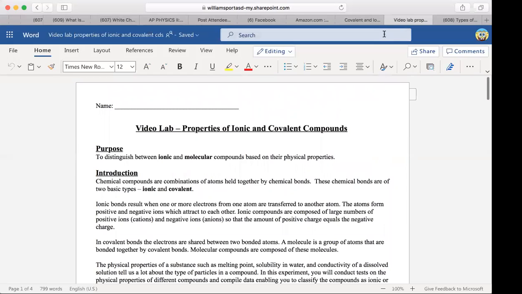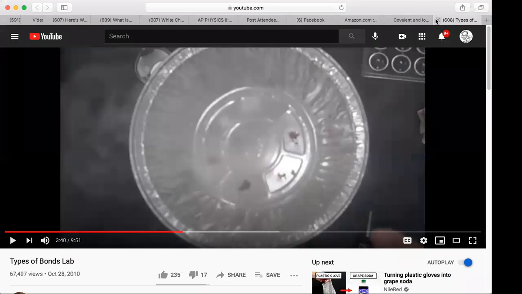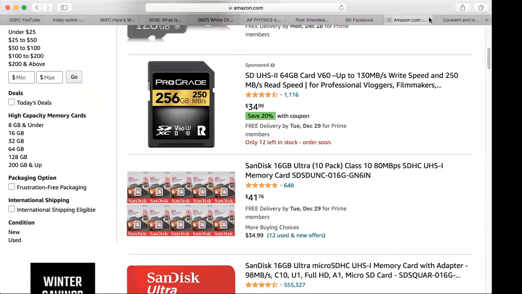So this is a SharePoint document on OneDrive. Once you open this up and start editing it, it saves a copy automatically for yourself, and you can submit that. So that's what you want to work on the rest of the class today, and you can work on that anytime today. I'll let you loose here in just a minute so you can do that.